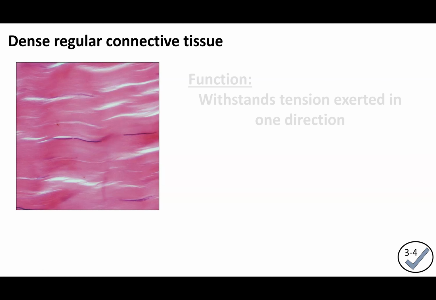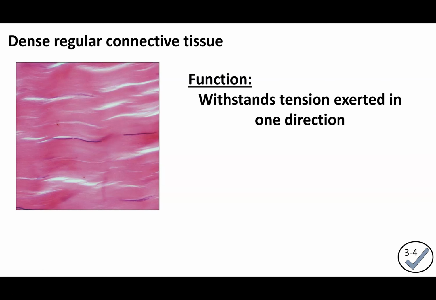regular connective tissue. Here, because all the fibers are pointing in one direction, that tissue can then withstand tension in that one direction along the length of those fibers. If you pull in that other way, like in a perpendicular way, it's not going to withstand the stress very well. It's only if you apply that stress along the tension of the fibers.